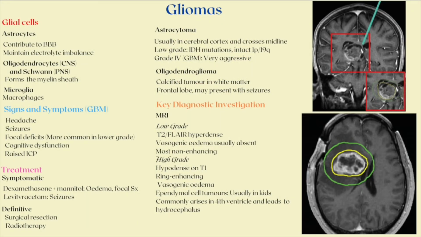This video is on gliomas. Gliomas are the most common primary brain tumor. To understand gliomas, let's first look at the four main types of glial cells: astrocytes, oligodendrocytes, Schwann cells, and microglia.